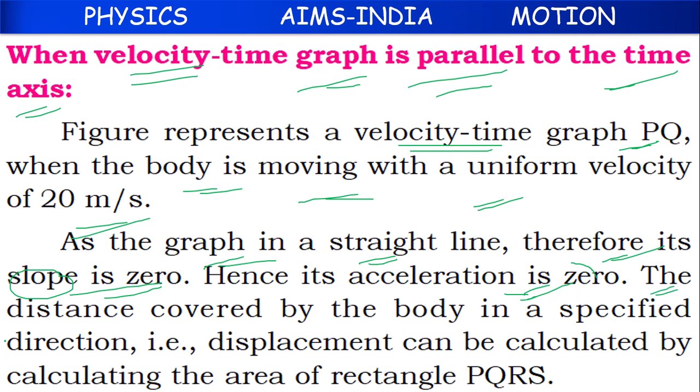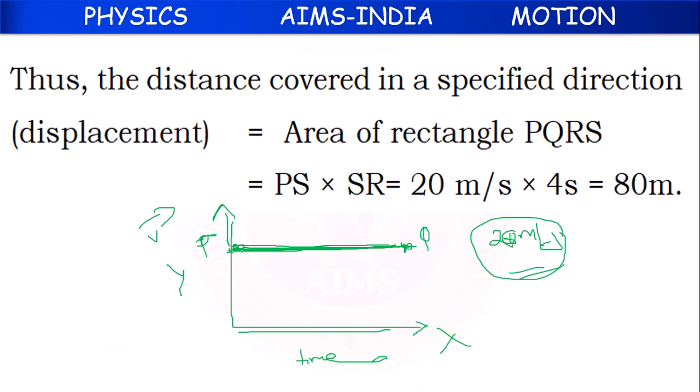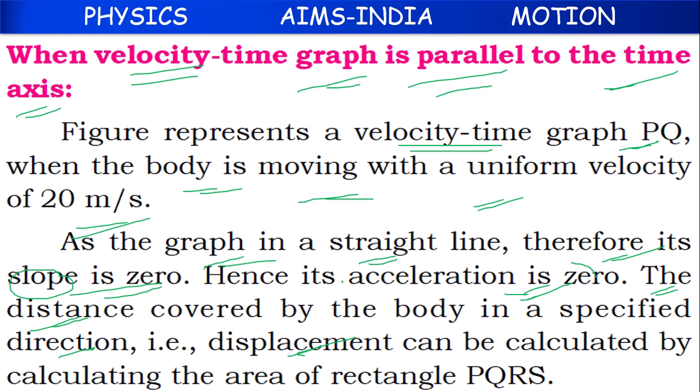But we can calculate the distance. The distance covered by a body in a specified direction is the displacement, because as the body is moving along a straight line, the distance traveled in a straight line, because of the direction, we can call it displacement. So the distance covered by the body, called displacement, can be calculated by calculating the area of the rectangle PQRS.